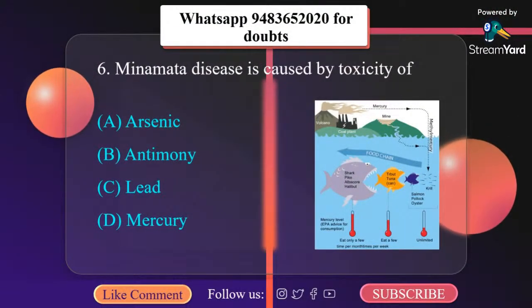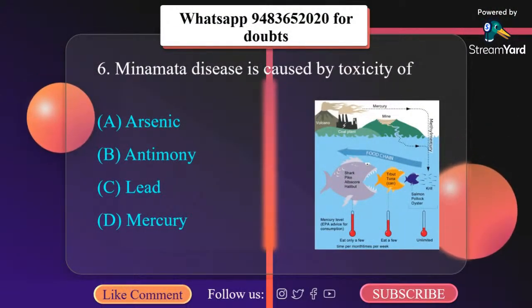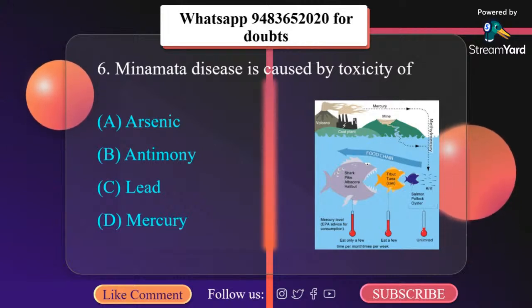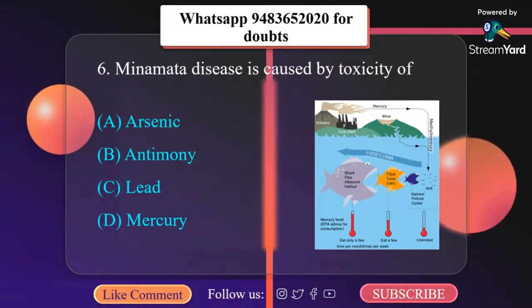Minamata disease. You must have heard about this. It is caused by toxicity of A. Arsenic, B. Antimony, C. Lead, D. Mercury. It is caused by mercury.